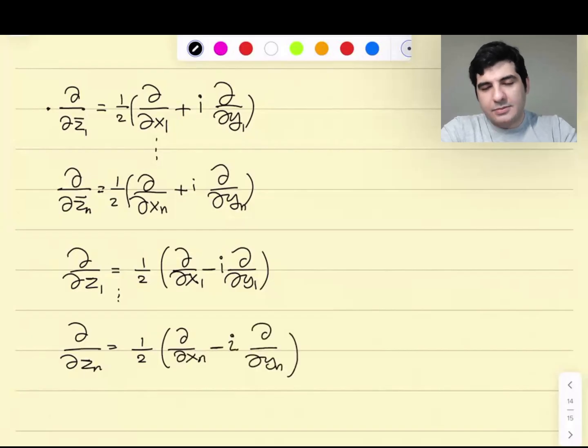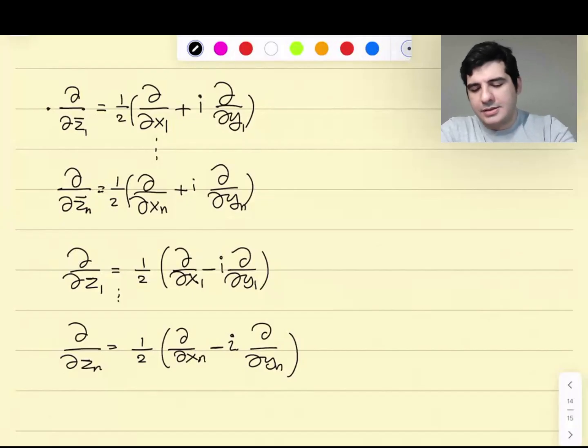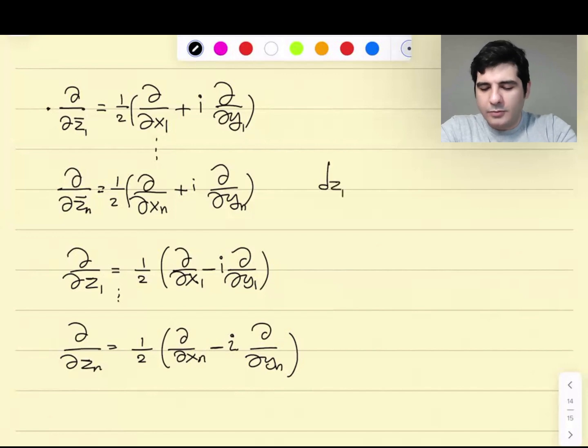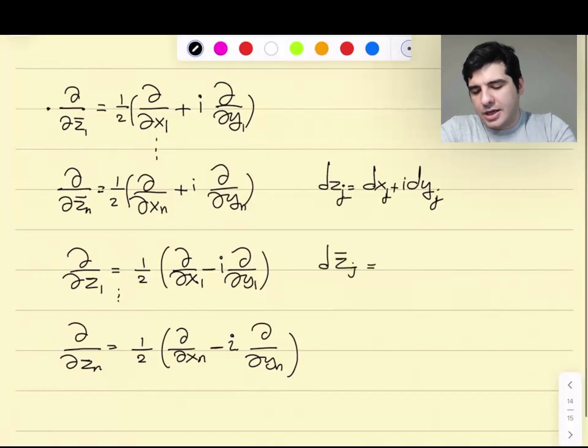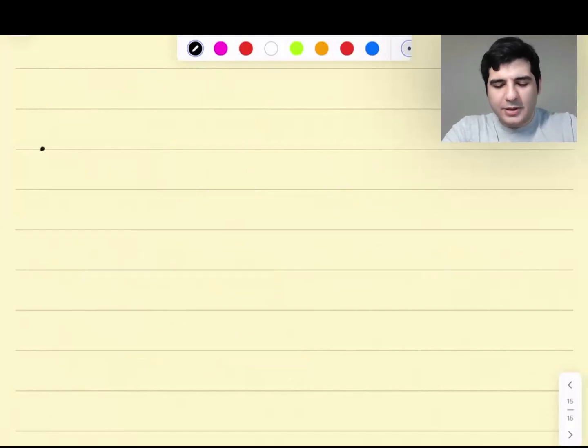And in the same sense, we can define elements of the complexified cotangent space. So dz1 would be dx1 plus i dy1. And we can define this for any j. And then we have dzj bar, which would be dxj minus i dyj.